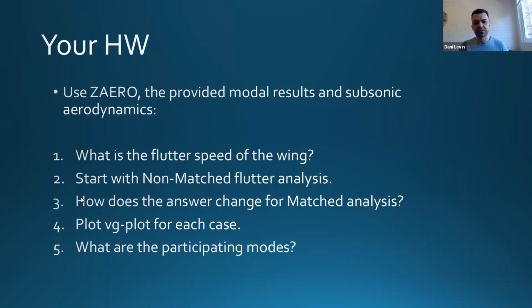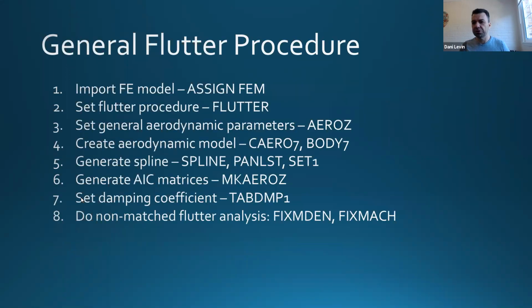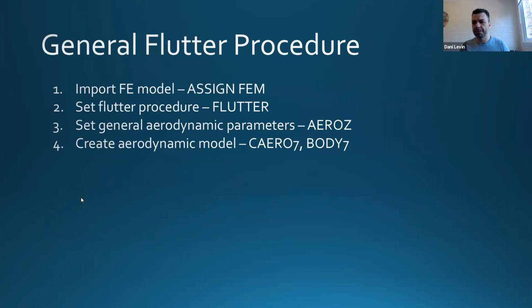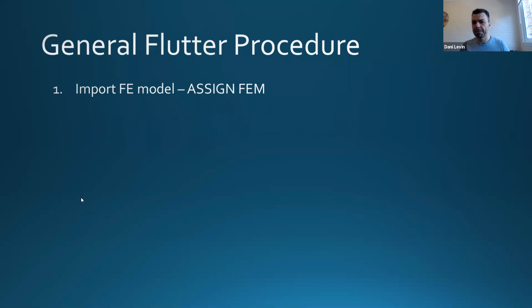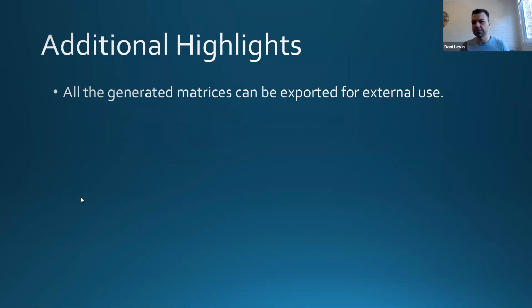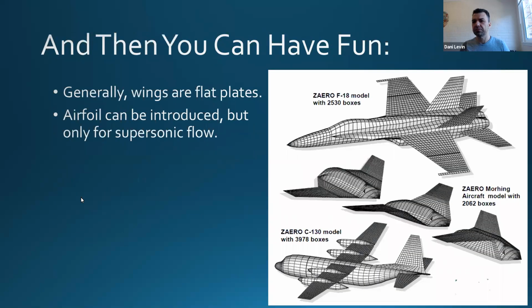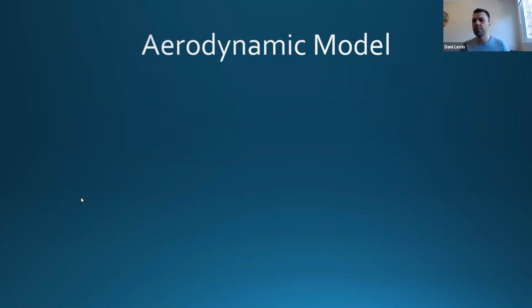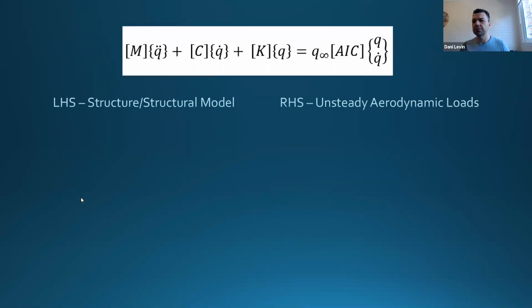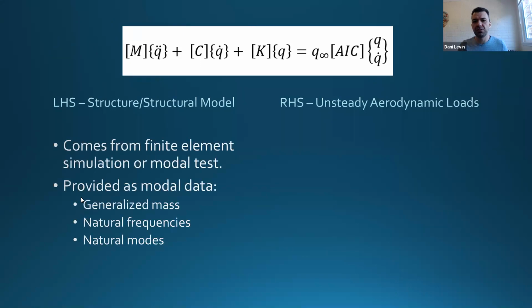Another question, please. What is matched and non-matched analysis? Okay, it's a good question. Let's return for a second to our equation. This is our aeroelastic equation. On the right-hand side, you have the AIC, which is a matrix of aerodynamic coefficients, and this is the dynamic pressure. Non-matched analysis does the following. For example, you're looking for Flutter at Mach 0.5, so you generate your AIC matrix for Mach 0.5.